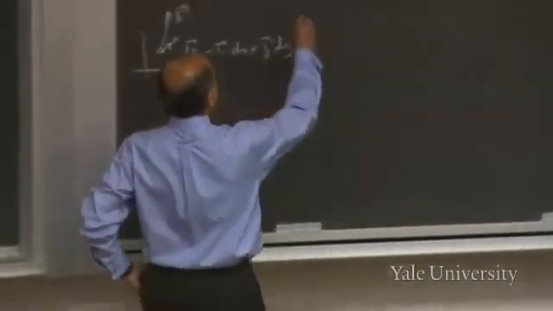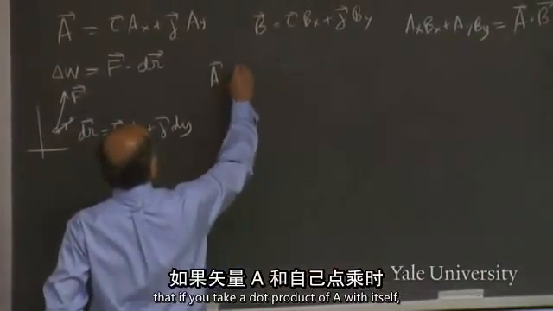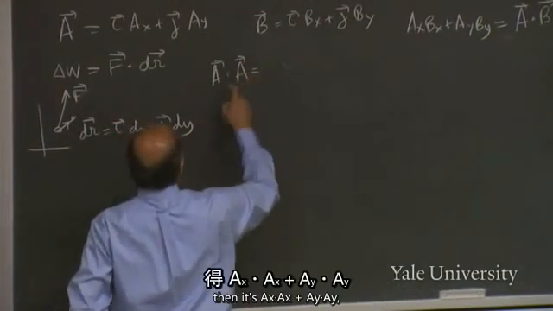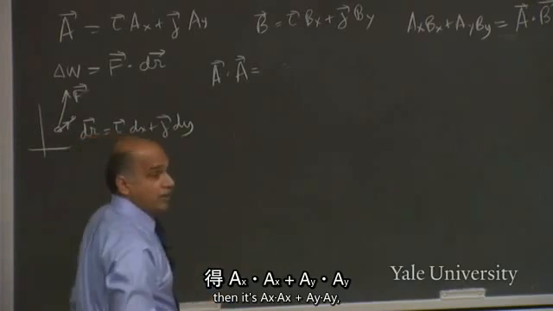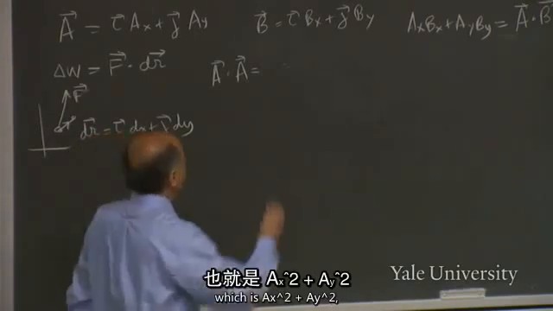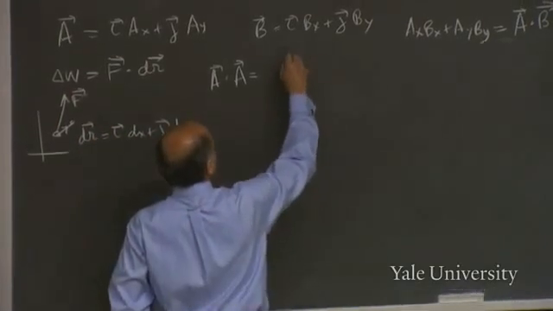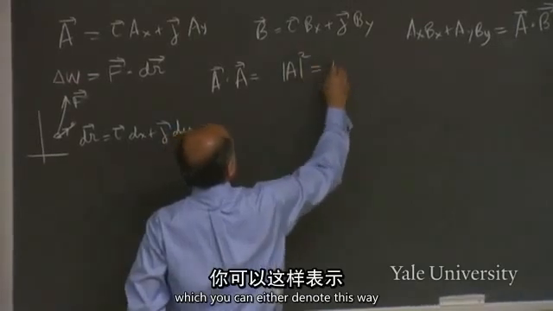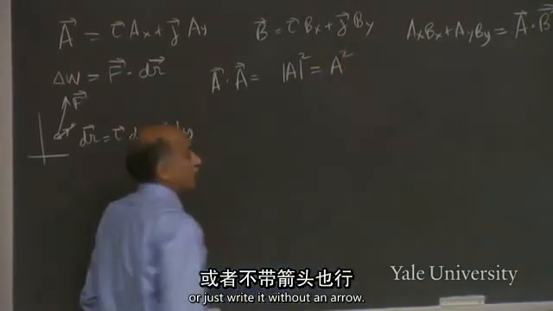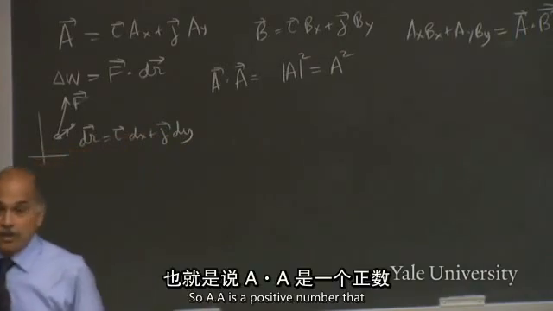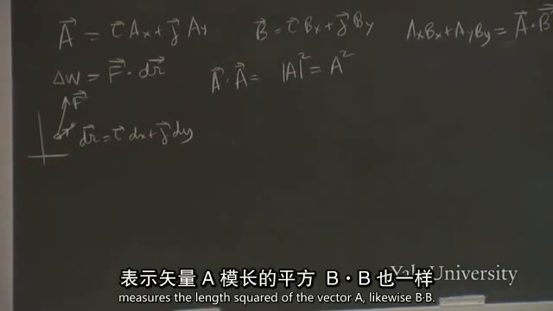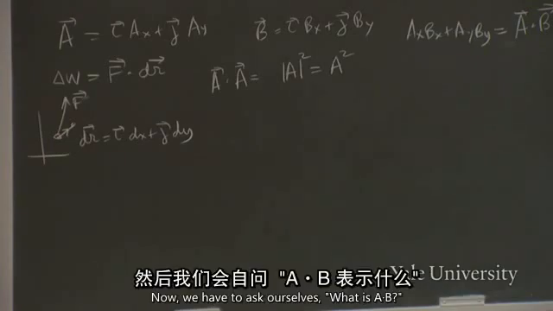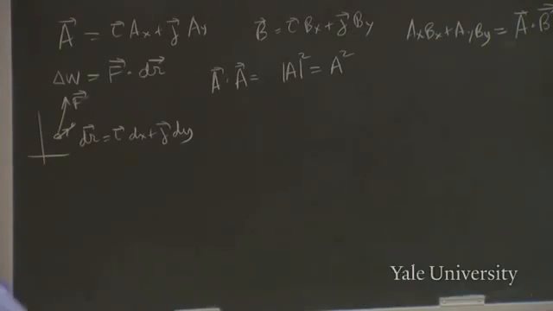First thing we realize is that if you take a dot product of A with itself, then it's ax squared plus ay squared, which is the length of the vector A, which you can either denote this way or just write it without an arrow. So a dot A is a positive number that measures the length squared of the vector A. Likewise, b dot B. Now we have to ask ourselves, what is a dot B?